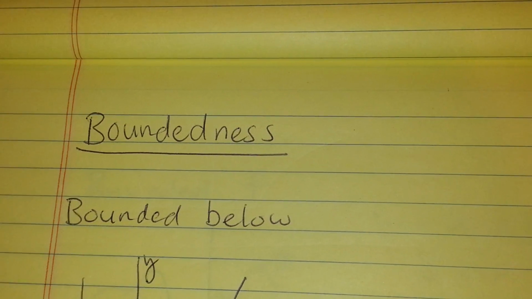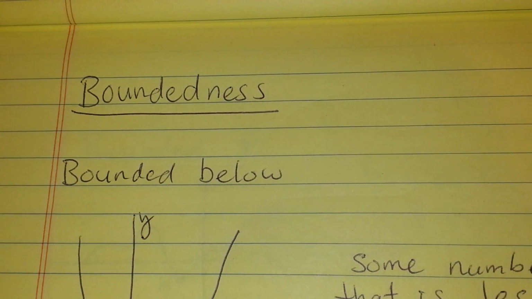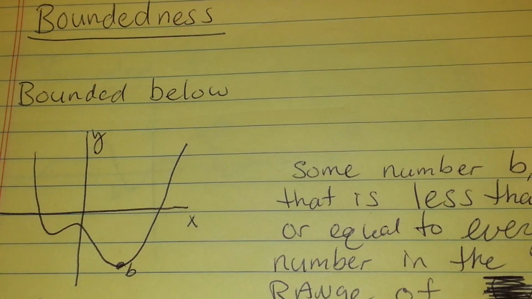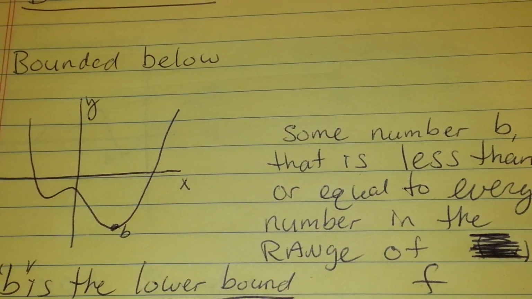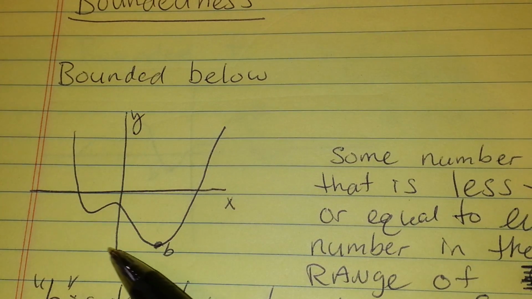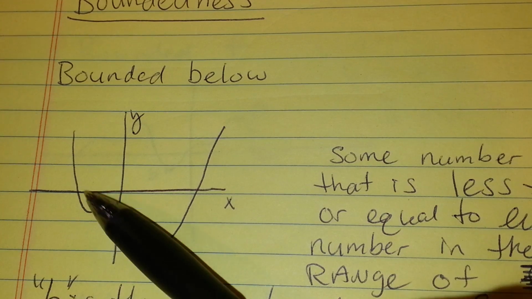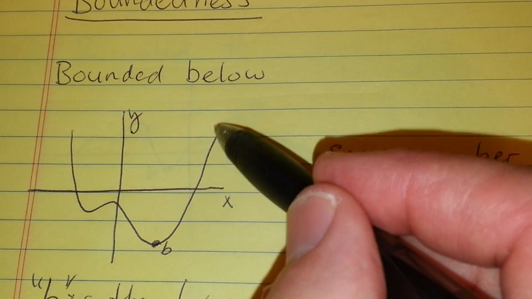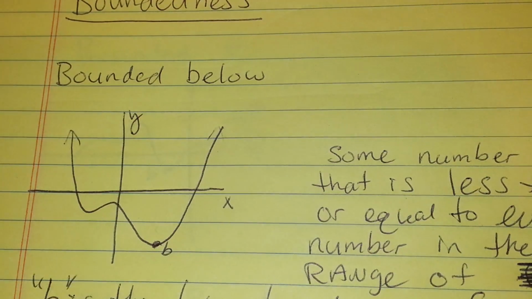Boundedness. All right. 7 minutes. Boundedness is an easy concept too, okay? Let's talk about this. This graph here is bounded below. Notice how it's going to infinity. There are no boundaries. This just goes up to infinity.